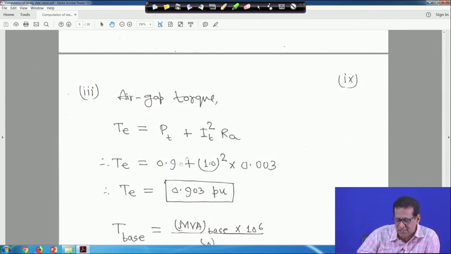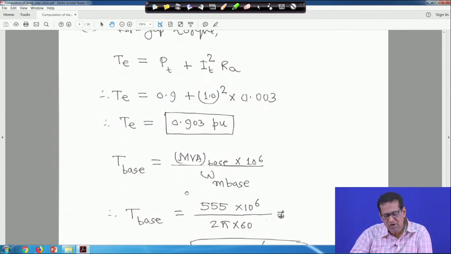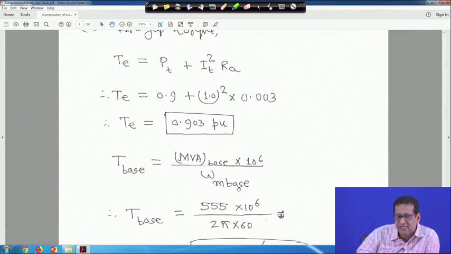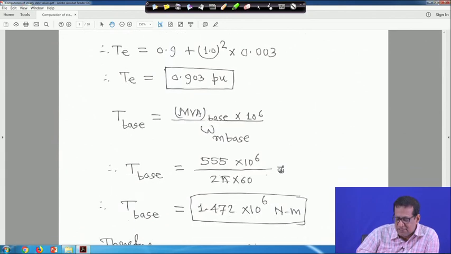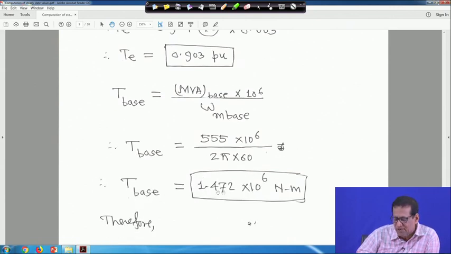If you neglect this loss, then T is approximately equal to P T, because these are very close. Now, next is the torque base, the T base. Torque base is MVA base into 10 to the power 6 divided by omega mechanical base. So, MVA base is 555 MVA into 10 to the power 6, we are converting into volt ampere, divided by omega mechanical base 2 pi f, f is 60 hertz.